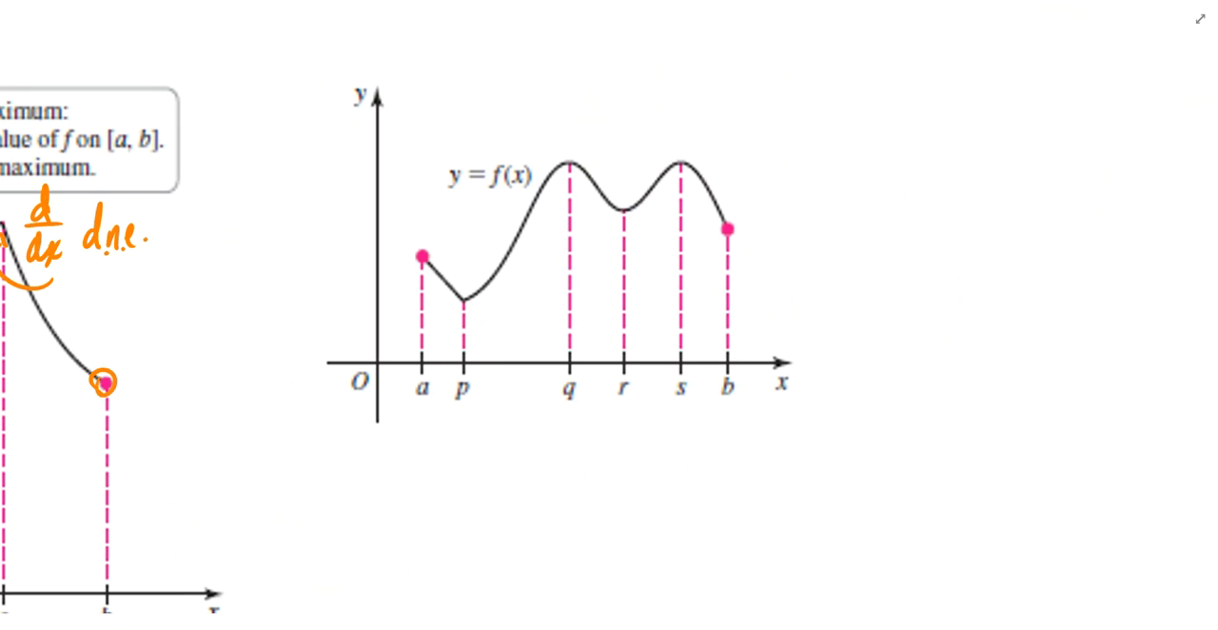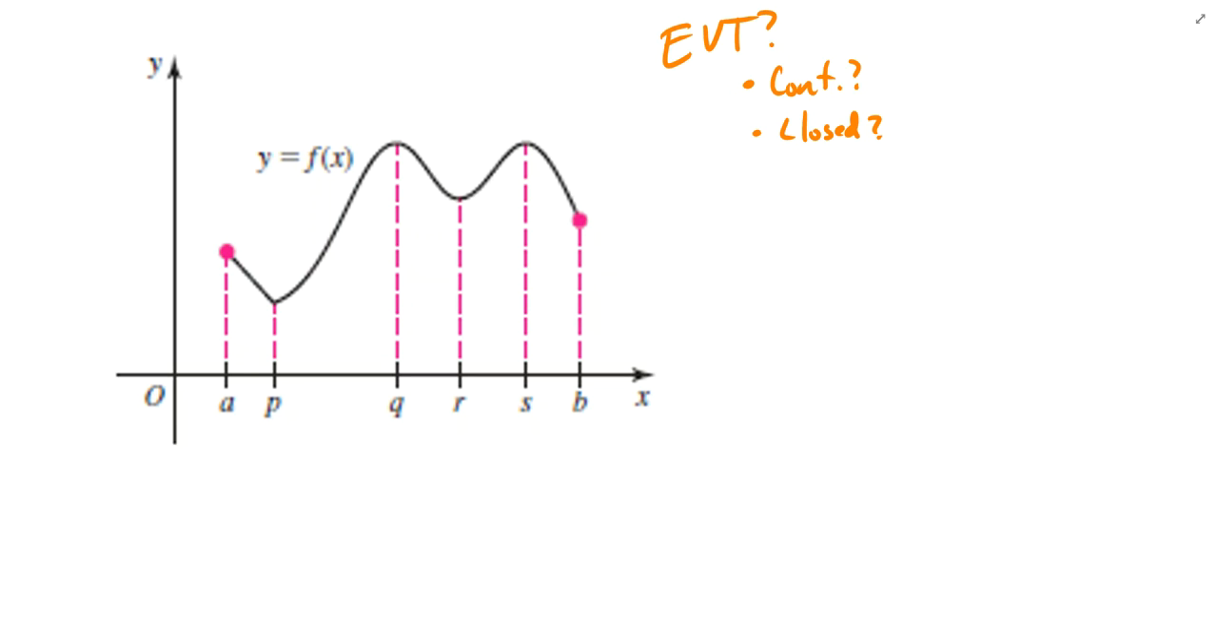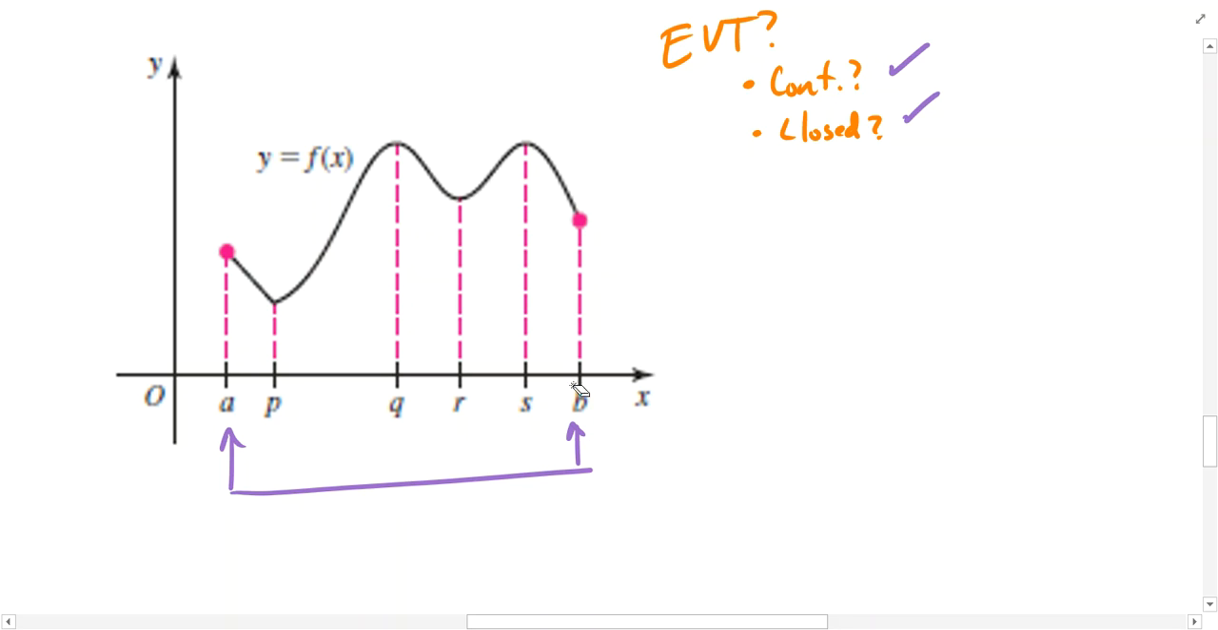In this example on the right-hand side, let's just do a quick check here. Does this meet the criteria of the EVT? Well, is it a continuous function? Yes. Is it a closed function? Yes. The endpoints are closed points, and it's continuous in between. So because it is a continuous and closed function on the interval from A to B, therefore there must be an absolute maximum and an absolute minimum on this interval.